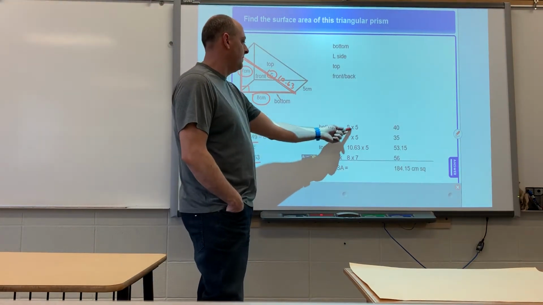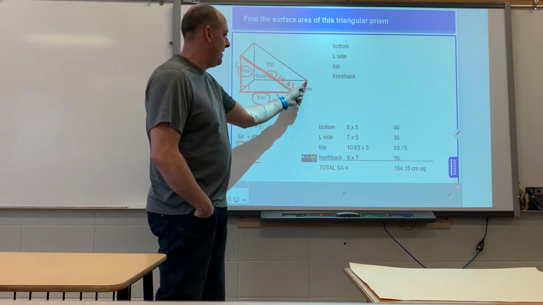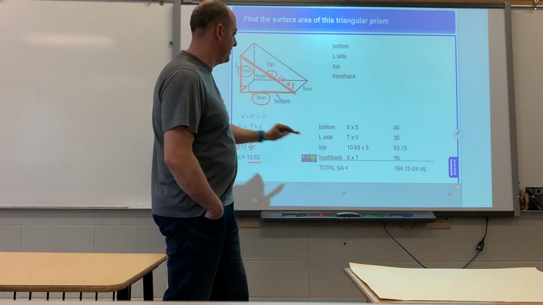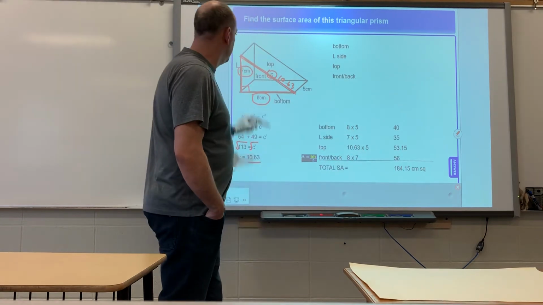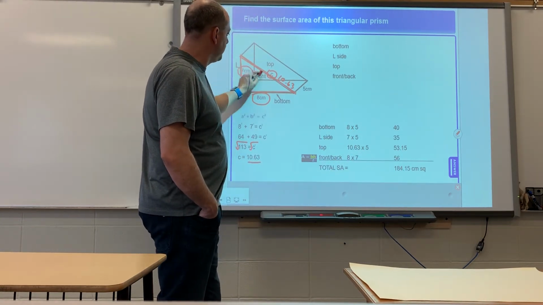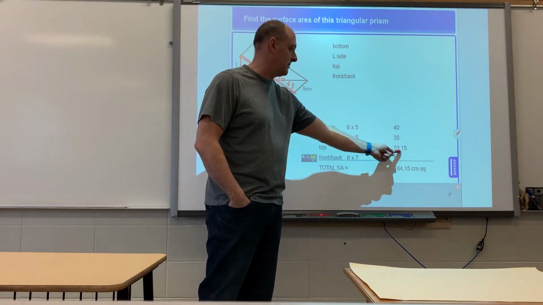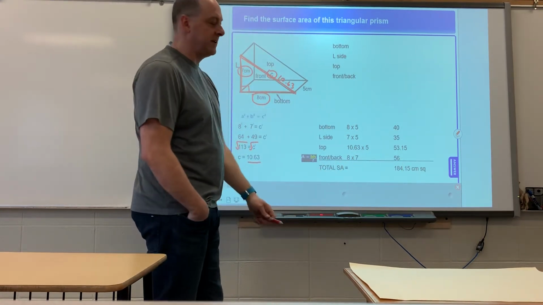So the bottom is 8 by 5, which is 40. The left side is 7 by 5, which is 35. The top is 10.63 by 5. 10.63 times 5 is 53.15. And this is where it gets a little bit interesting.